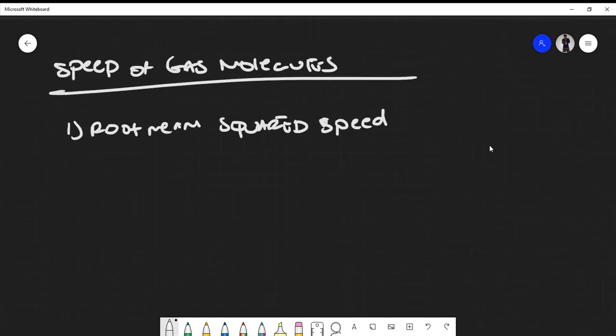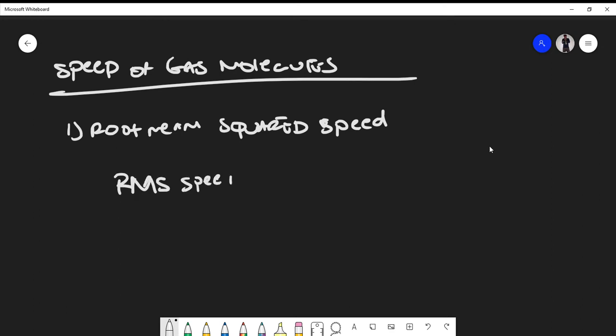So what is the root mean squared speed, and the formula? So RMS, which stands for root mean squared speed, right? So the RMS speed is equivalent to the square root of the average velocity squared. That is the formula by definition. Or in other words, this is equal to the average velocity squared raised to the 1/2 power.